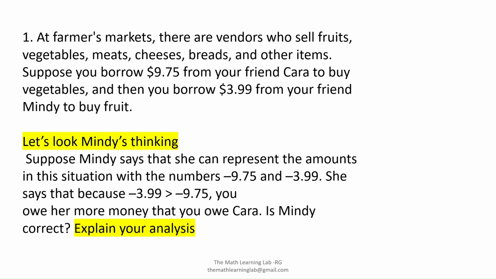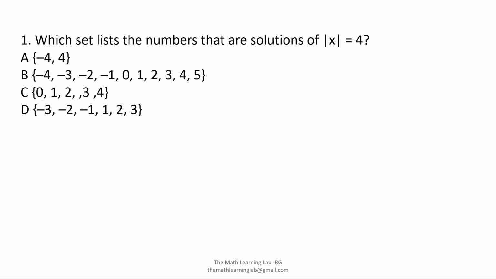I thought she is wrong. What is your thinking? As we know, for the money we have to use the absolute value. But the absolute value of 9.75 is greater than the absolute value of negative 3.99. So you owe Kara 9.75, which is greater than what you owe Mindy. As we discussed already about the absolute value.